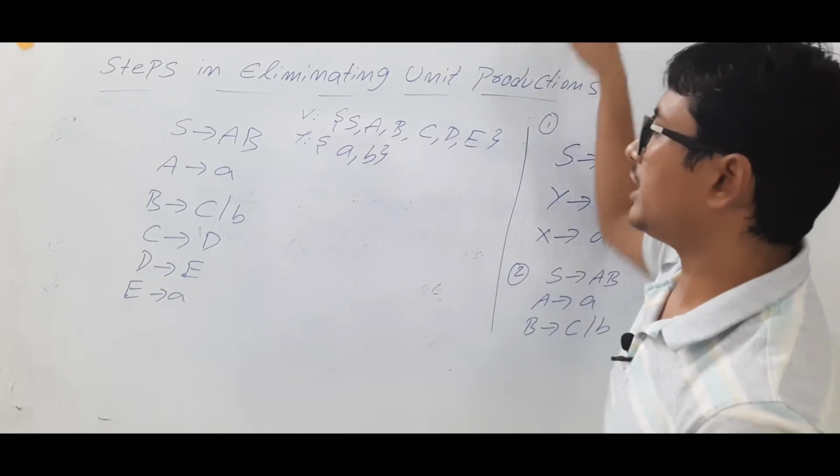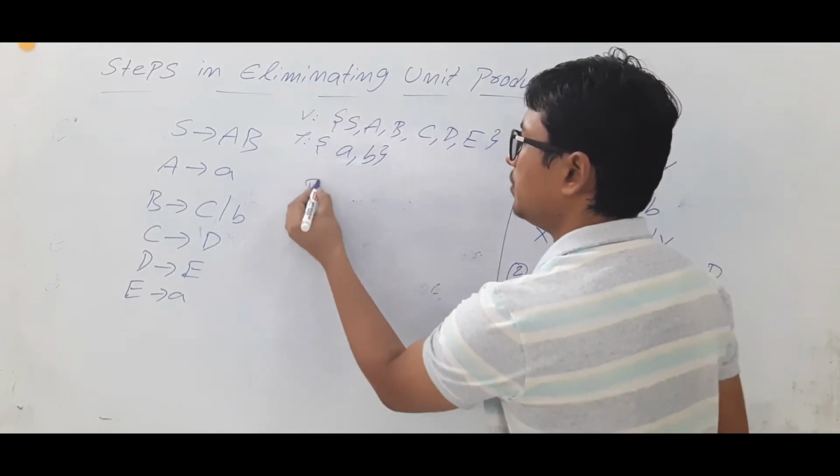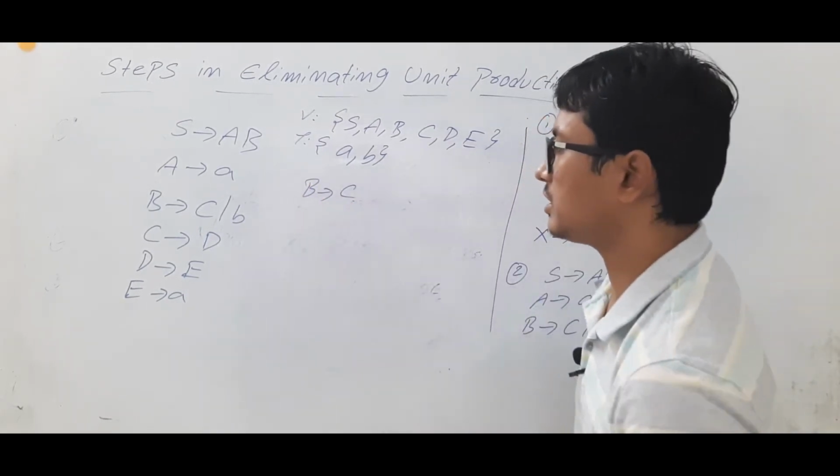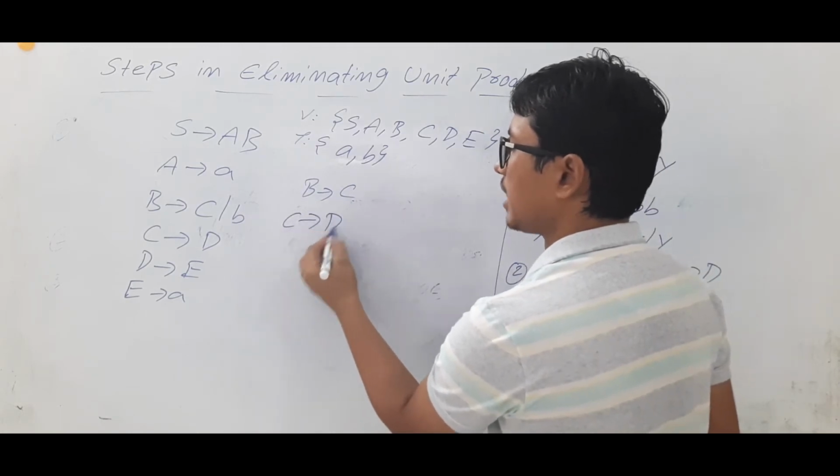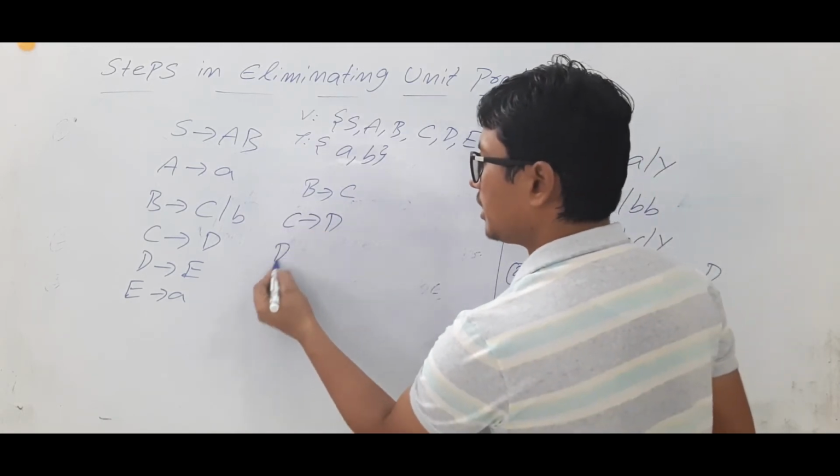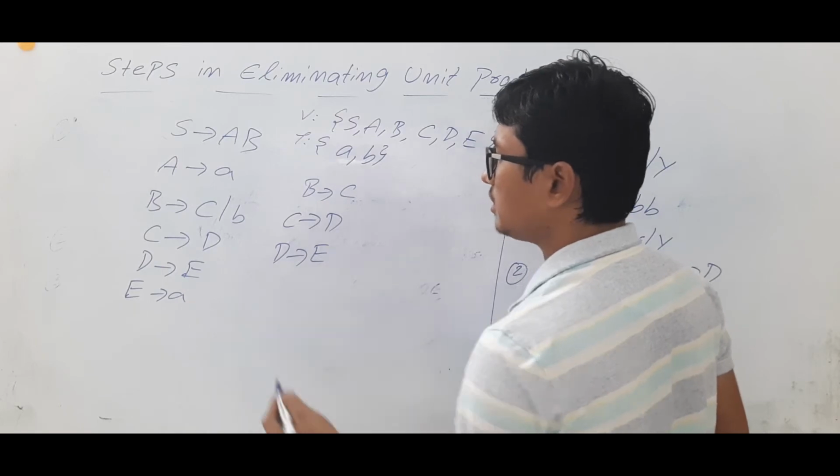Okay, so you need to identify what the unit productions are. B determines C is one unit production, C determines D is another unit production, D determines E is another unit production. That's all.